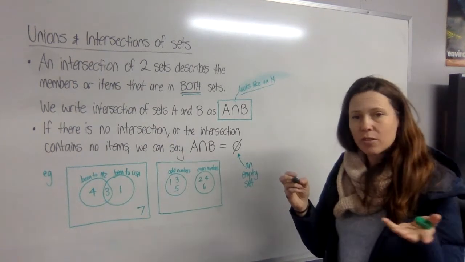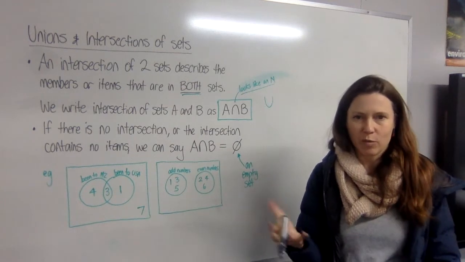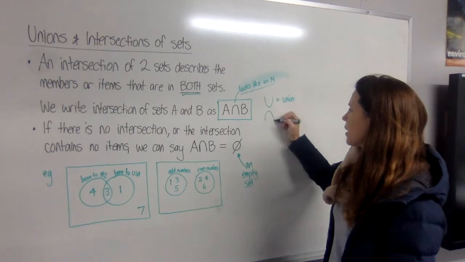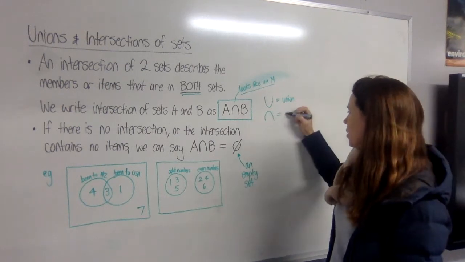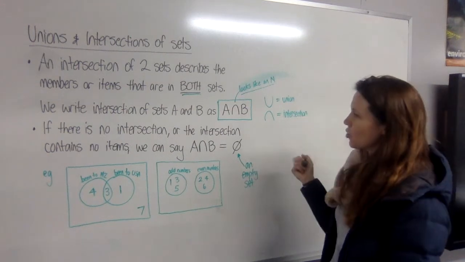When we learn about unions, you'll see that they're actually drawn like a U, and U is the first letter of the word union. So that one's easy to remember. U is a union, and the converse of it, the flip of it, is an intersection. That might help you remember which one is which.